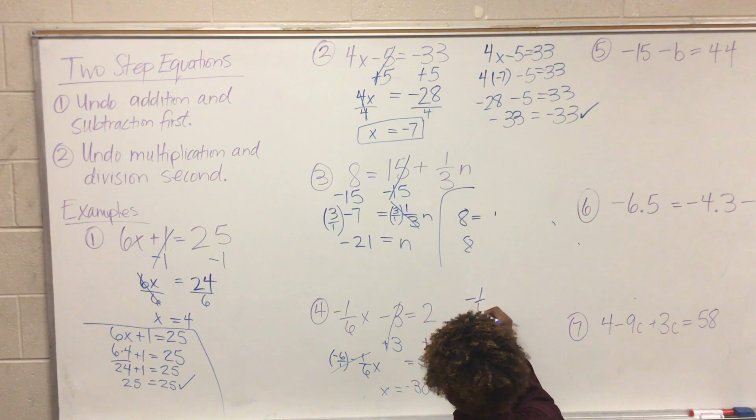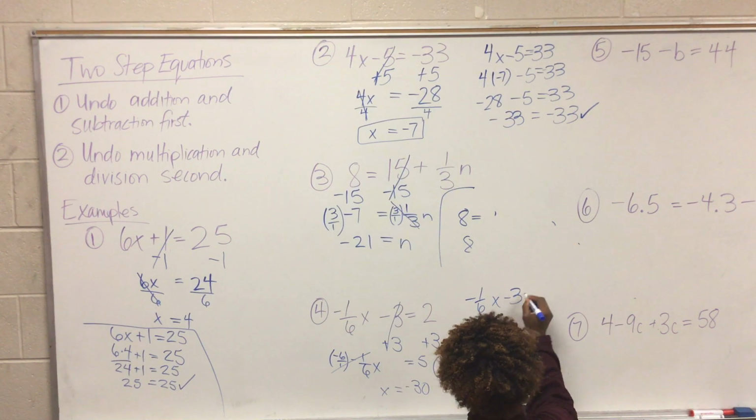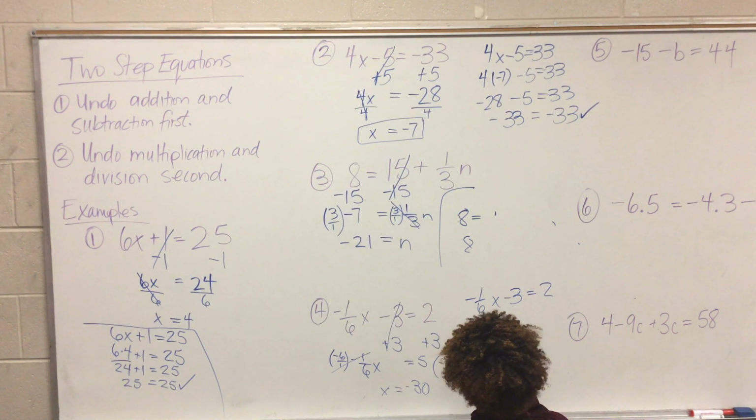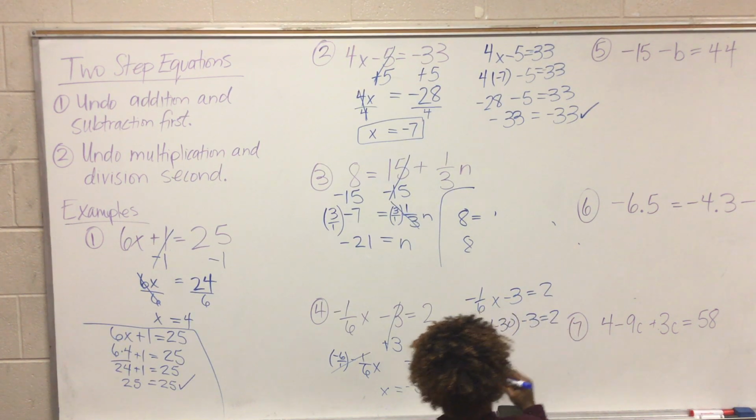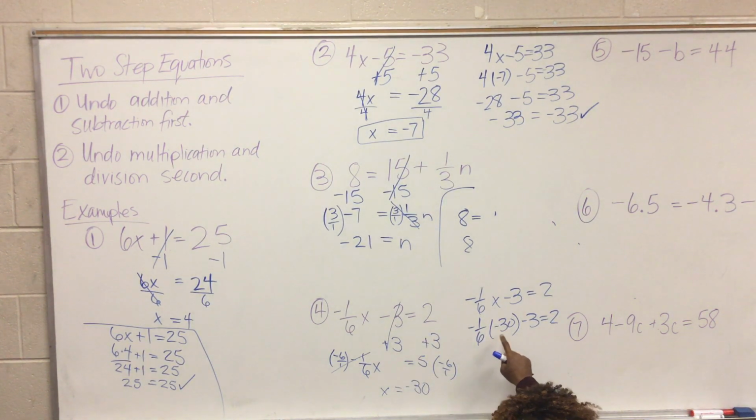It's negative 1/6 x minus 3 equals 2. Negative 1/6 times negative 30 minus 3 equals 2. Negative 1/6 times negative 30 is 5, and minus 3 equals 2. And 5 minus 3 does equal 2.